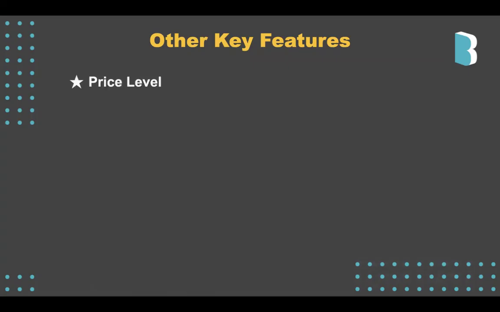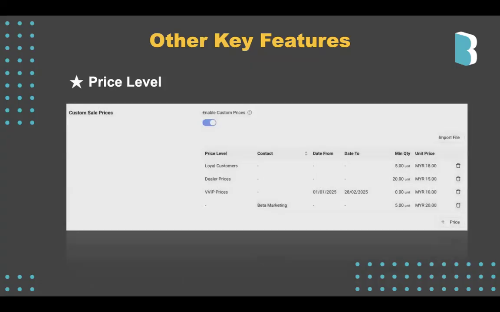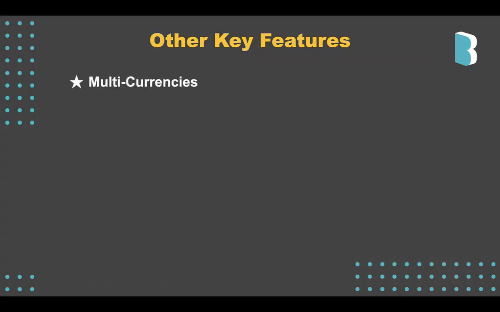Okay, next is regarding the price level. Basically, it allows you to customize product pricing for specific customer groups, individual customers, time periods, or maybe like minimum order quantity. So let your customer enjoy the special pricing, right? So this is where you can set, this is inside each of the product. So when you create a product, you can toggle on the custom pricing and you can set according to the requirement. Alright, next will be multi-currency.